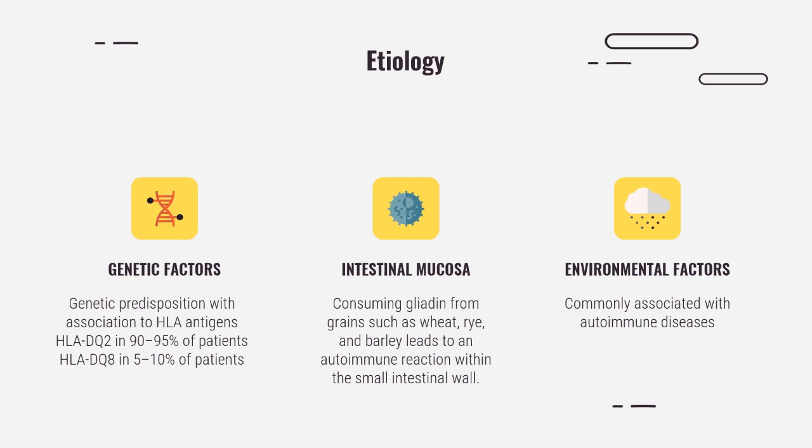Another one is when patients consume gliadin from grains such as wheat, rye, or barley, this will lead to an autoimmune reaction within the small intestine wall. And also, patients having other autoimmune diseases have a higher probability of getting this condition because it's also an autoimmune condition.